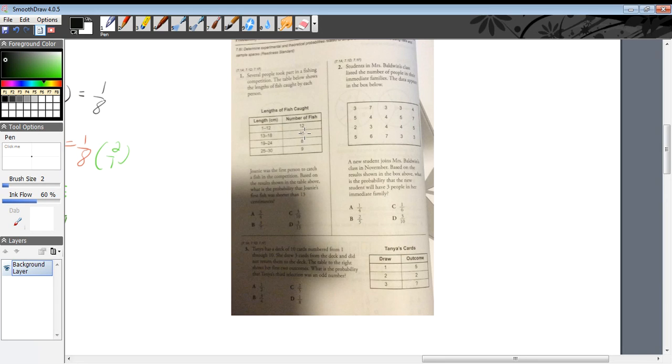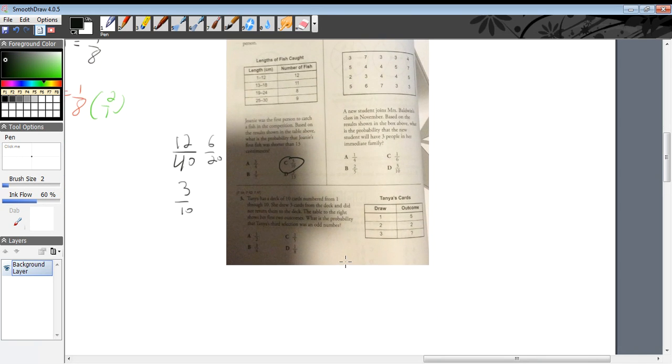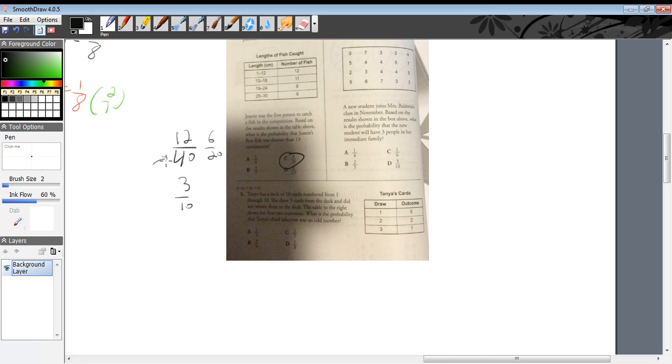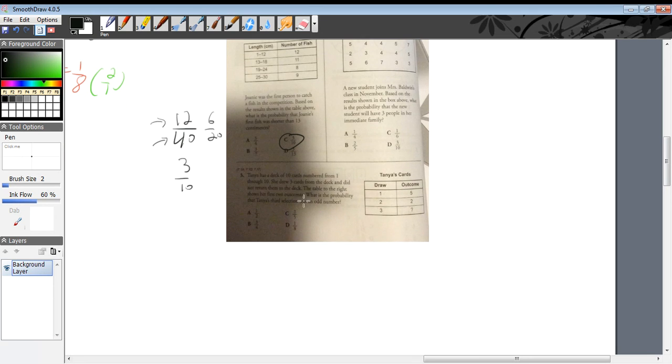Well, there's 17, 28, 50, 40 fish total. So there's 40 fish total. And how many are shorter than 13 centimeters? 12. So we can reduce this, 6/20, and finally 3/10. So the answer is C. There's a total of 40 fish here, and 12 fish was our desired outcome, 12 less than 13 centimeters.